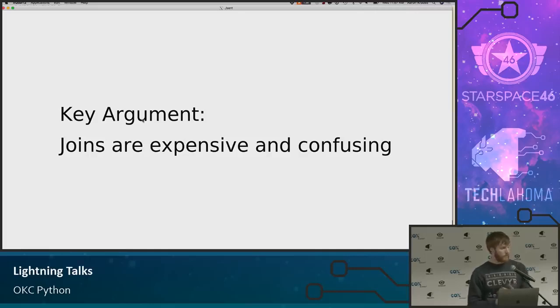The key argument for what graphing databases benefit is that your joins are very expensive and confusing in a relational database. They might not seem that way because you're so used to it, but if you're trying to explain to someone why you have to join these five tables together to get these five columns out of these various tables, it's a tough argument to make. But again, we're so used to that mentality that we just don't have to think about it.